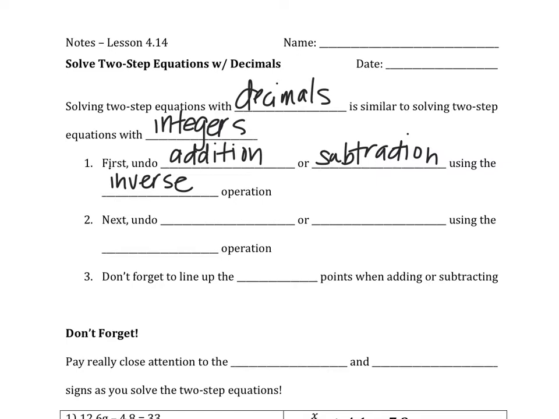Next thing we want to do is if there's any multiplication or division, then we want to undo that. So undo multiplication or division, again using the inverse operation.